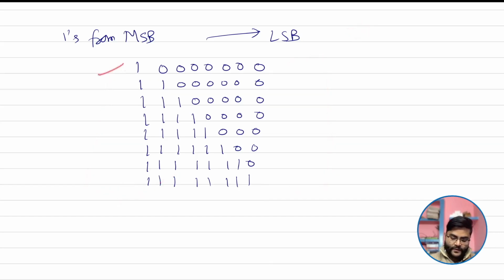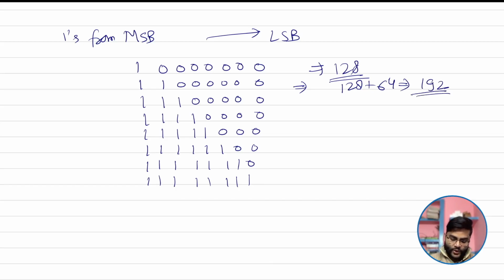If we have 1 one and the rest zeros, we can find it, right? 1, 2, 4, 8, 16, 32, 64, 128. So its value will be 128, right? That we can find. It is easy. But now I want to find the value of this. So what will I do? I'll take 128, and the next value will be 64. So it will be 128 plus 64, 192.